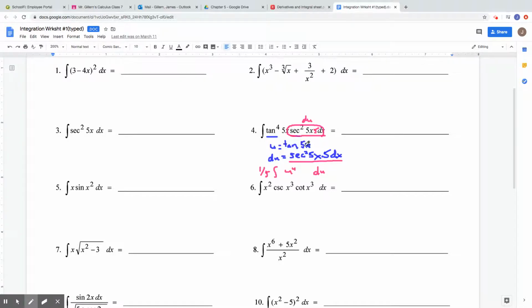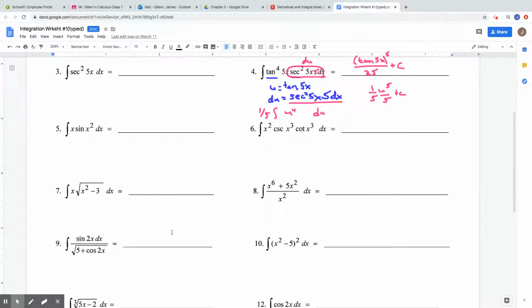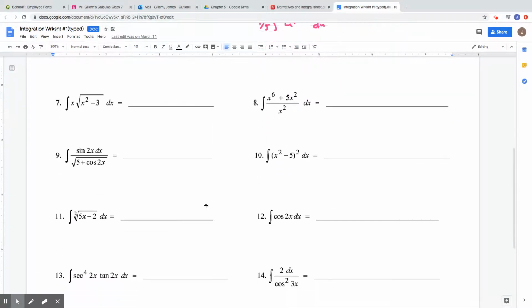Once again, when you have trig in the u, you're probably not going to have trig in the integral. So now I just integrate 1/5 u to the 5th over 5 plus c. So this is tangent 5x to the 5th power all over 5 times 5, which is 25, plus c. All right, and there's number 4. Did a bunch of these. Next one we have to do is number 10.